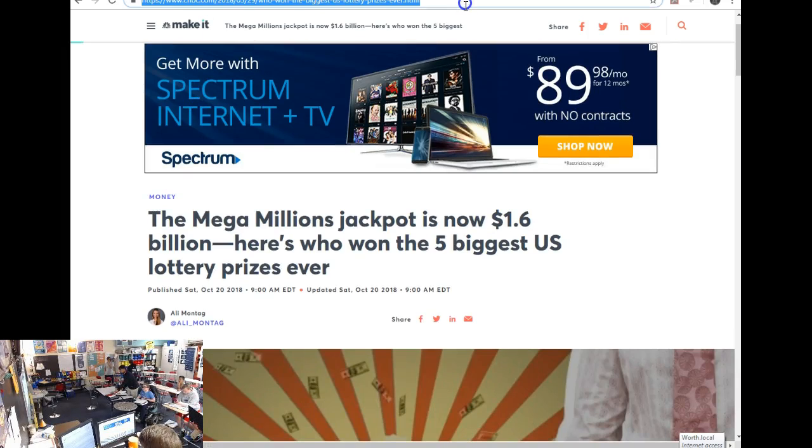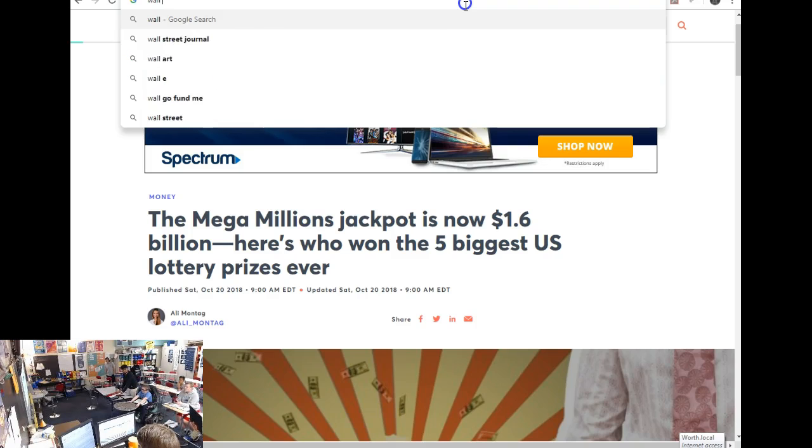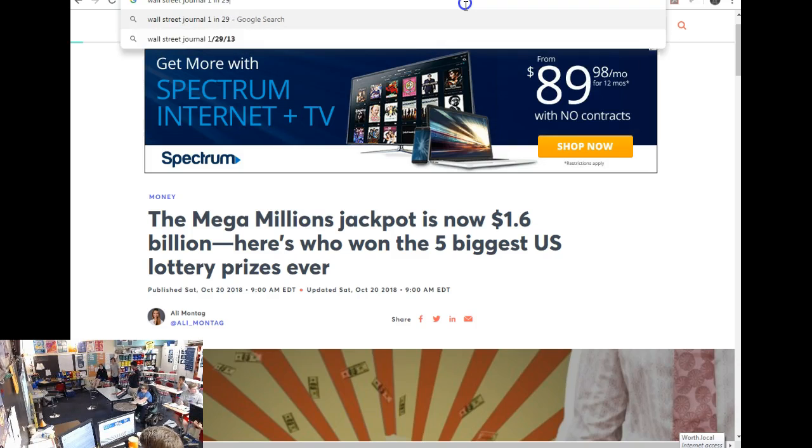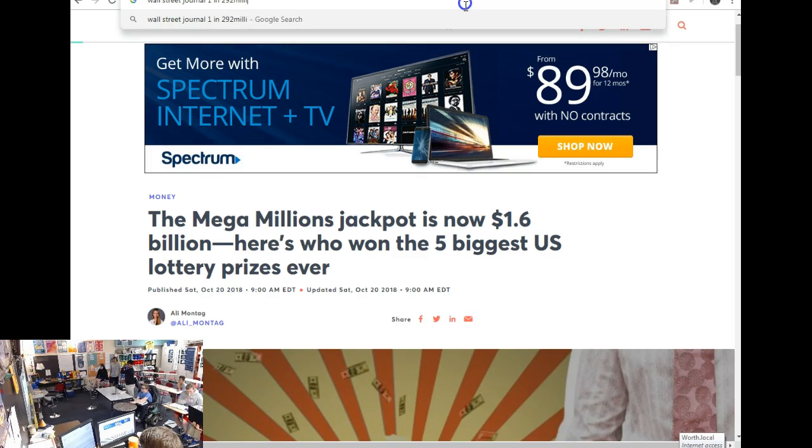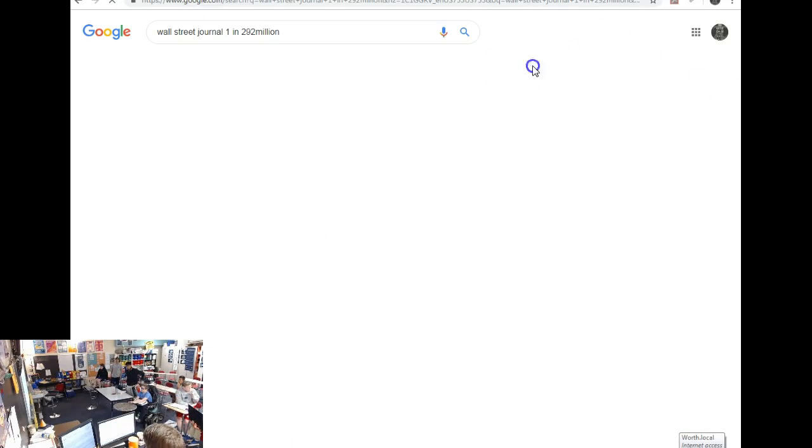Actually, it's 1 in 292 million. That's actually really funny because the expected value for playing the lottery is $3.5. For 292 million, the lottery expected value is $3.5. It visualizes the chance of you winning. The question is, how much?